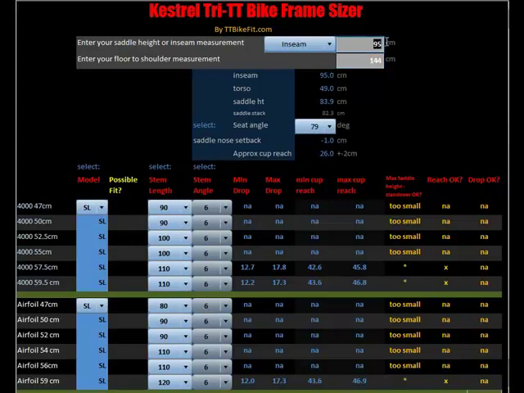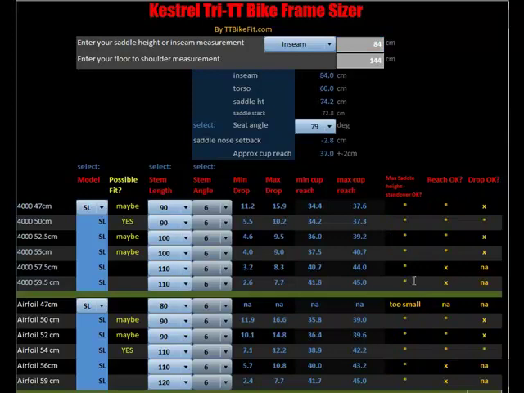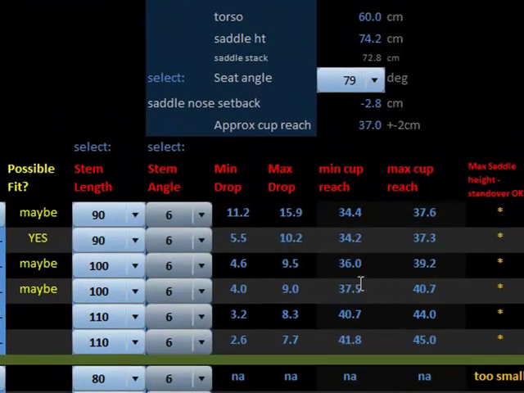The second test is to look at the reach range. And so once your parameters are entered here, it's going to give you an approximate cup reach here for this person of 37 plus or minus 2 centimeters. And it's going to look at, for each frame, the minimum and maximal cup reach that's achievable based upon the stock equipment on that frame. And so this person's looking for probably 37 plus or minus 2 centimeters, and you'll see that a number of these frames can fit within that reach range. So you get a star next to all the frames that do pass or meet the relevant reach range.